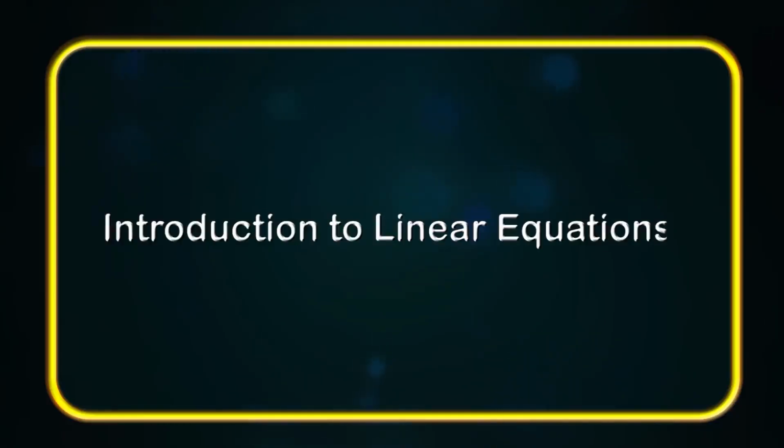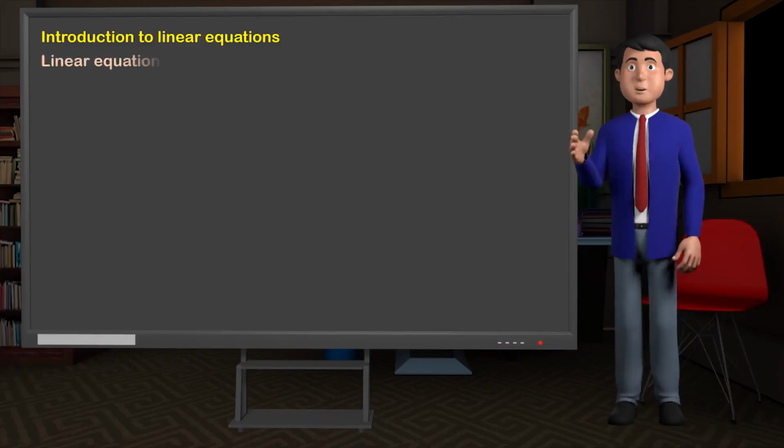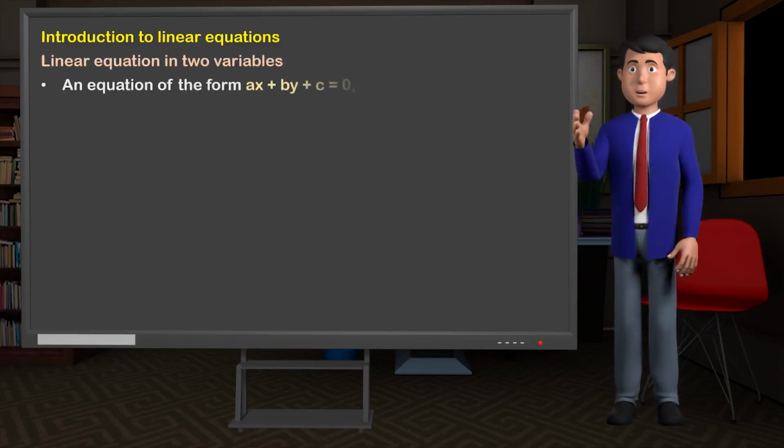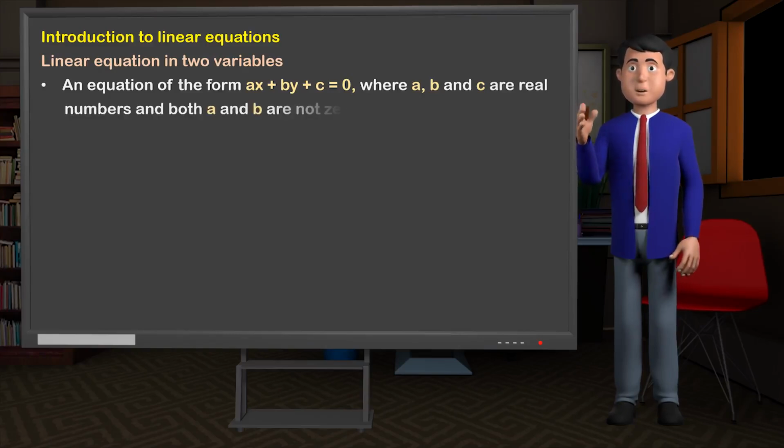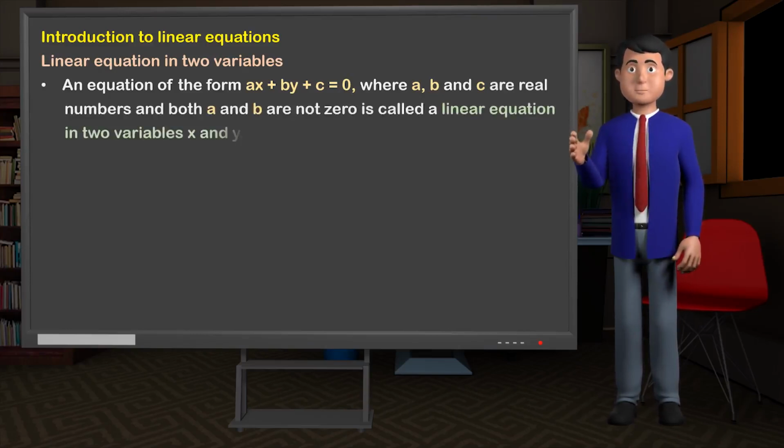Introduction to linear equations. A linear equation in two variables. An equation of the form ax plus by plus c is equal to 0, where a, b and c are real numbers and both a and b are not 0, is called a linear equation in two variables x and y.